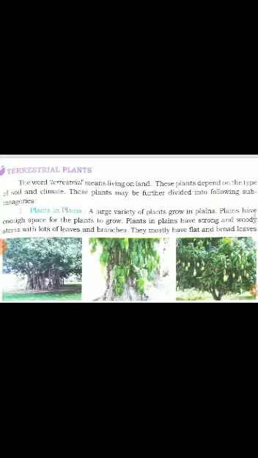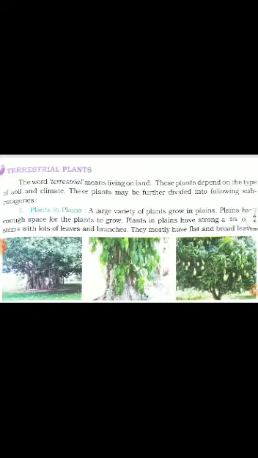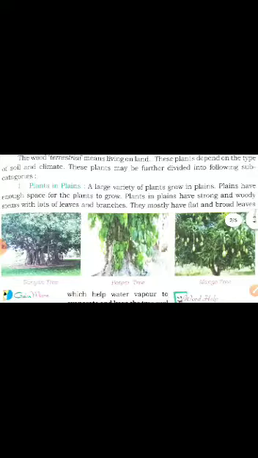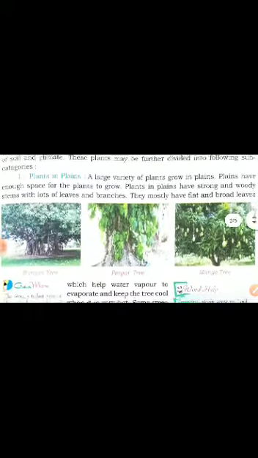Plants in plains, a wide variety of plants. Now, plain means a place like Lucknow, it's a plain. You will not find rock hills here, or desert here, right? So, this is called plain areas. A wide variety of plants grow in plains. Plains have enough space for the plants to grow.